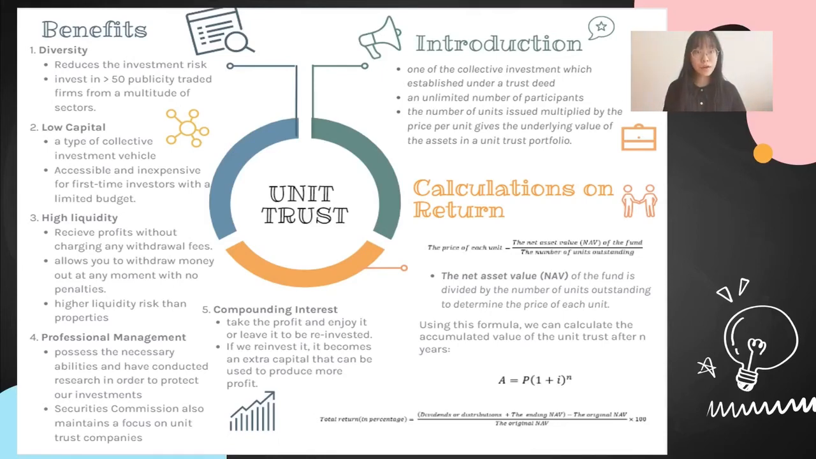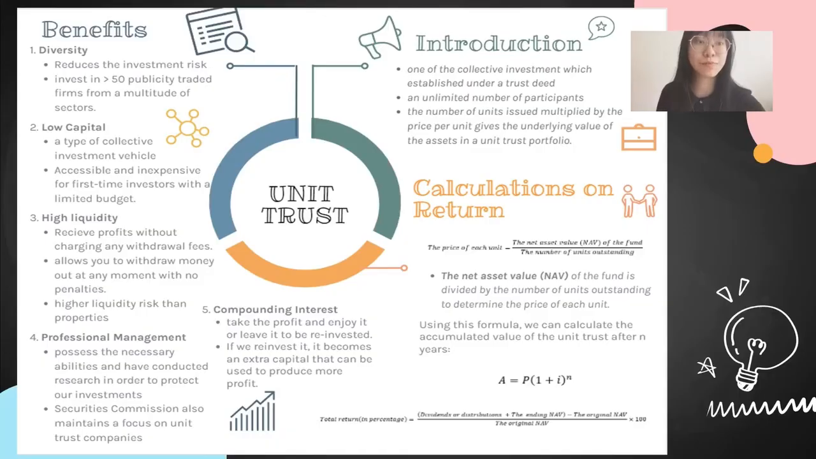Lastly, the benefit of unit trust is its compounding interest. Compounding refers to an asset's ability to generate earnings which are then reinvested to produce more profit. We may receive some profit after investing in unit trust. We may either take the profit and enjoy it or leave it to be reinvested. If we reinvest it, it becomes extra capital that can be used to produce more profit. That is all from me.